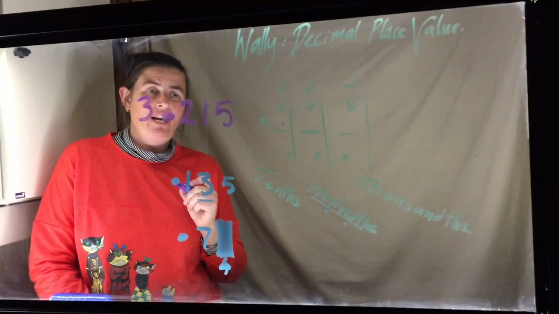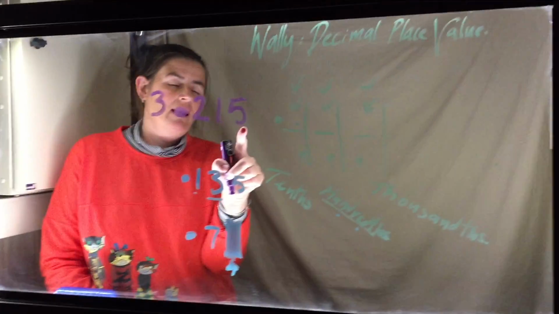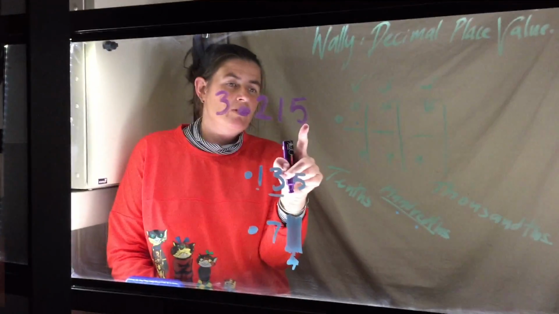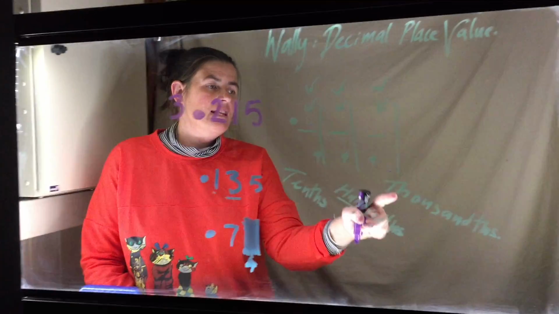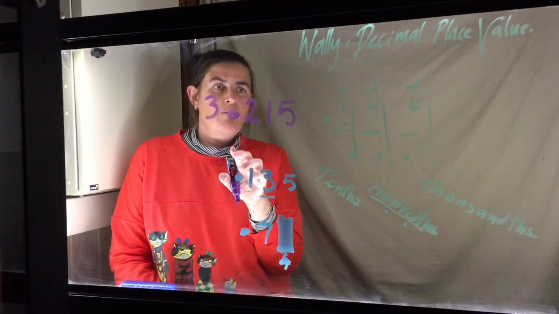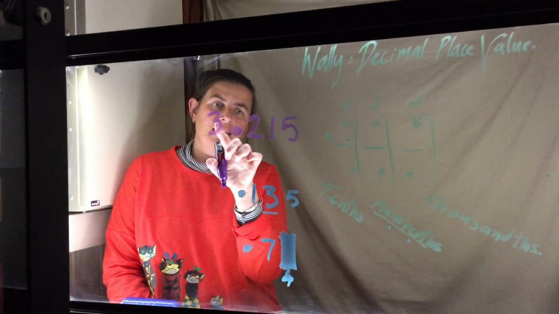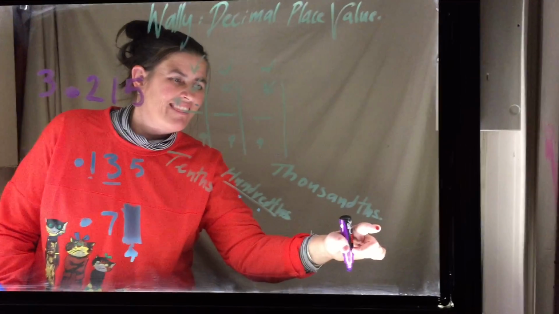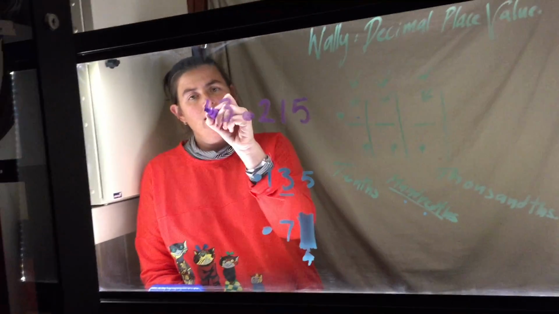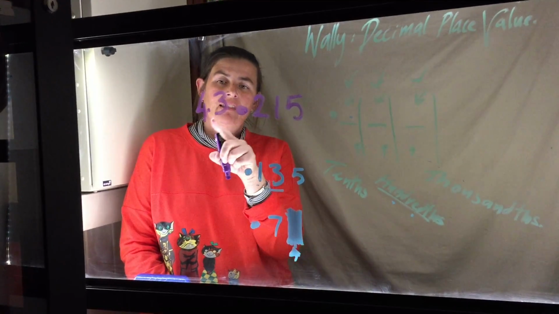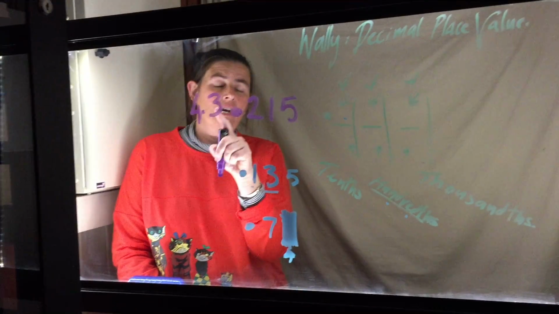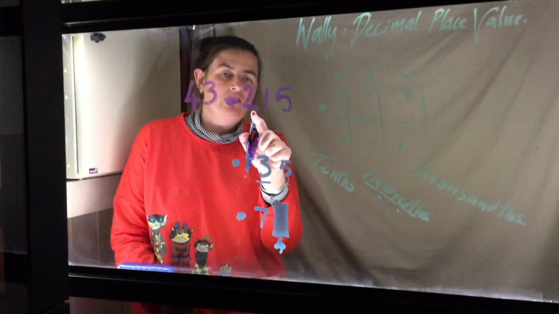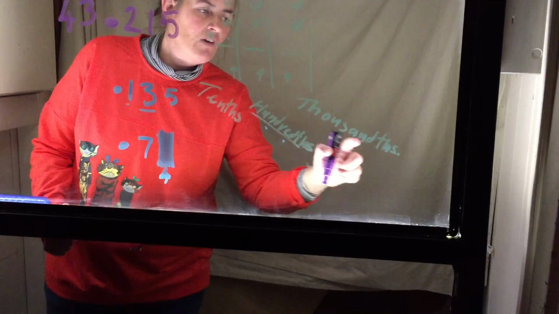It doesn't really change. I still go to the last column, which is the 5, and that is in the thousandth. Then I just read the number 3,215 thousandths. What if I go a little psychotically crazy? This is in fact 43 whole numbers and 215 thousandths.